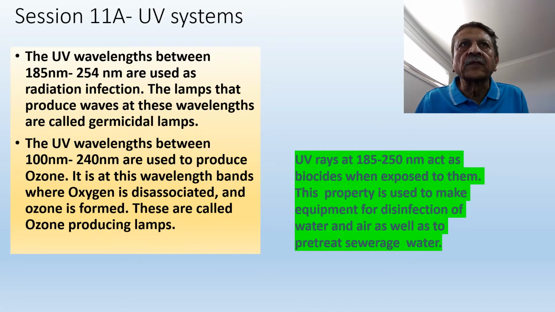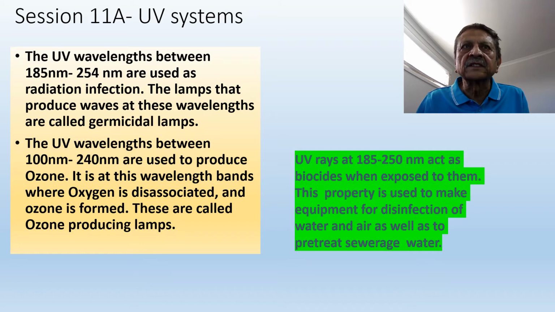The wavelengths for the radiation by UV are between 185 nanometers to 254 nanometers. The lamps that produce these wavelengths are called germicidal lamps. UV rays at 185 to 250 nanometers act as biocides when exposed to them. This property is used to make equipment for disinfection of water and air, as well as to pre-treat sewage water.